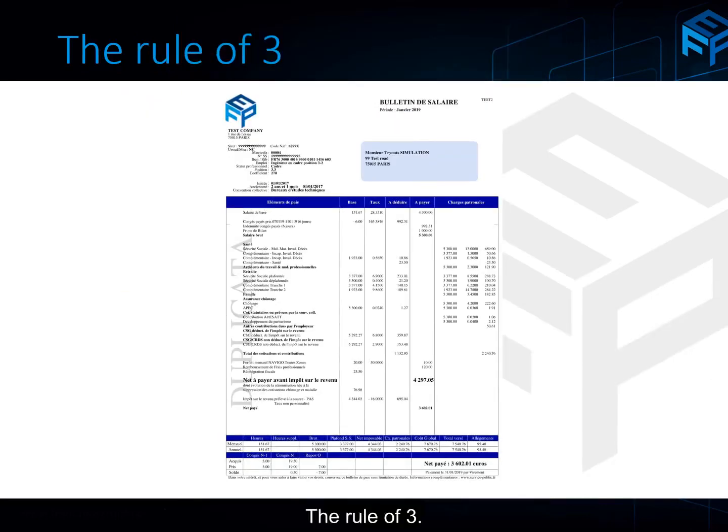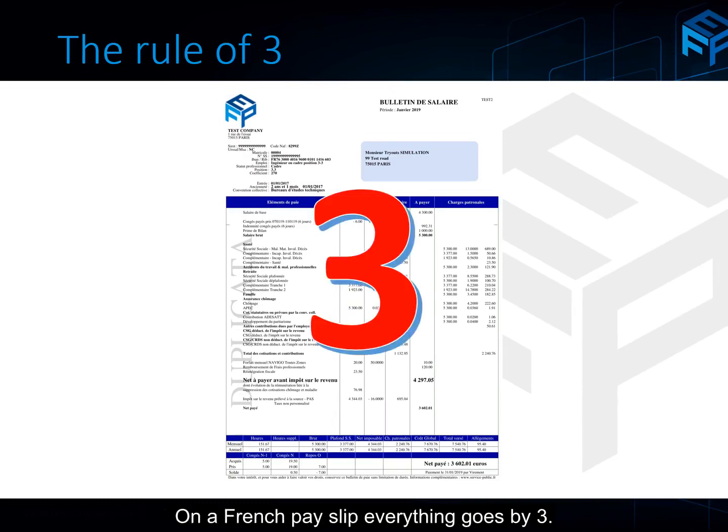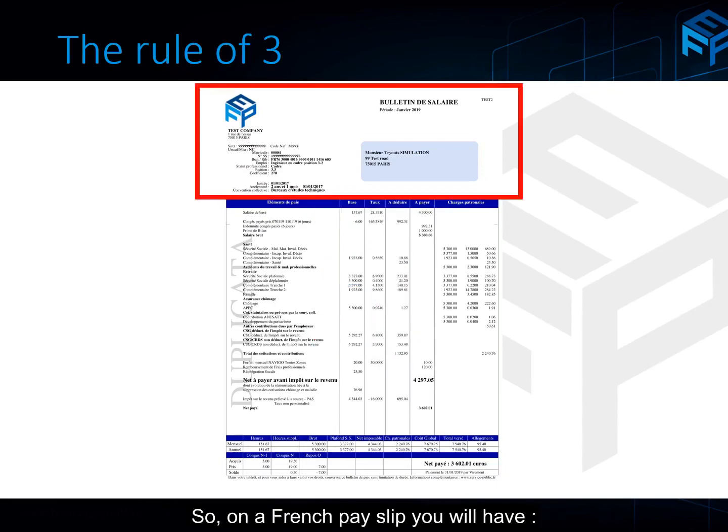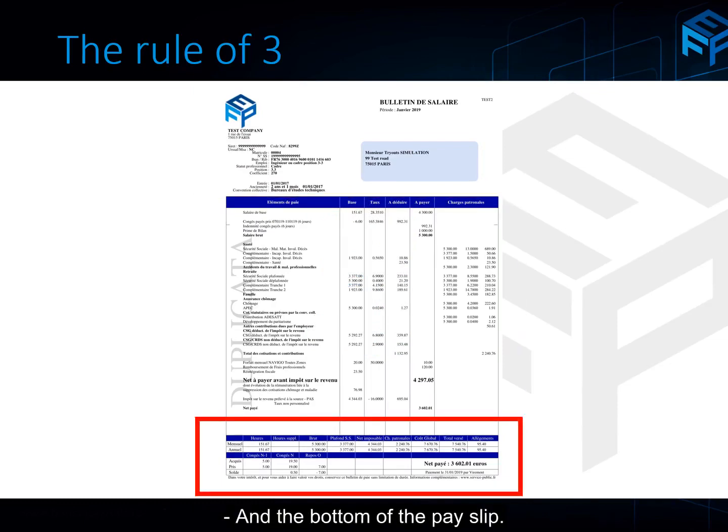The rule of three. Remember, reading a French payslip is not about numbers, it's about the layout. However, you should always remember the rule of three. On a French payslip, everything goes by three. And this tutorial will show you how to read it. So, on a French payslip, you will have the top of the payslip, the heart of the payslip, and the bottom of the payslip.